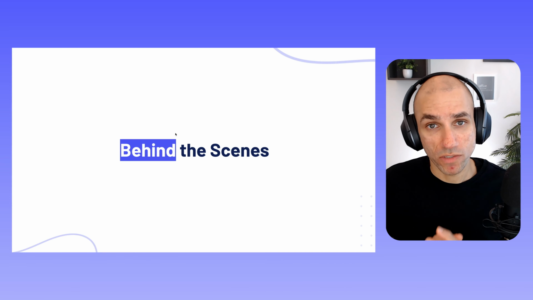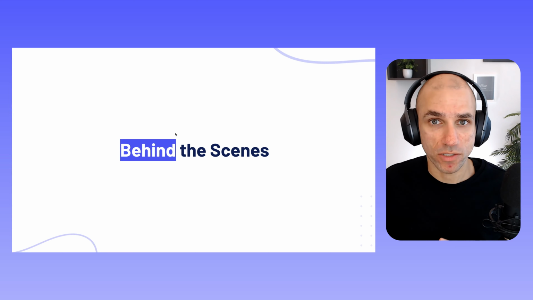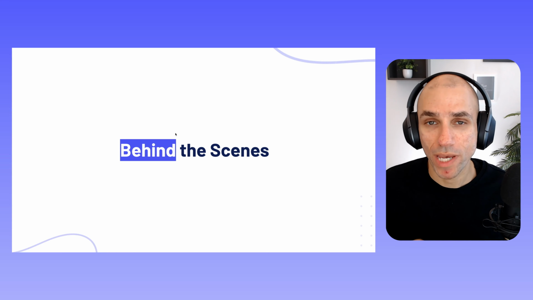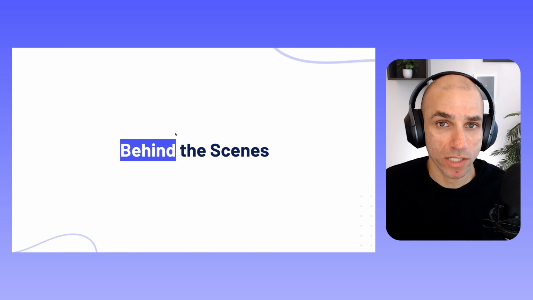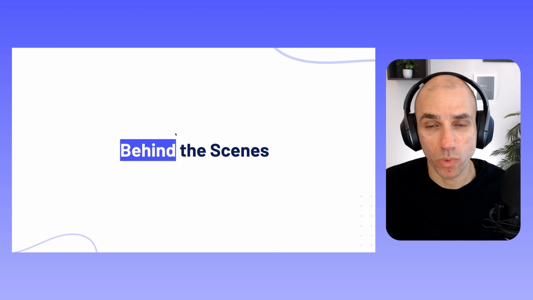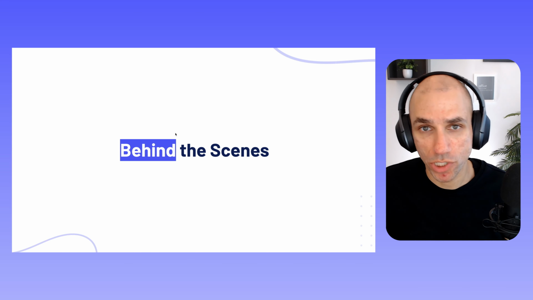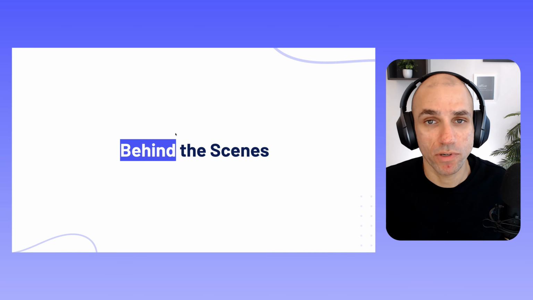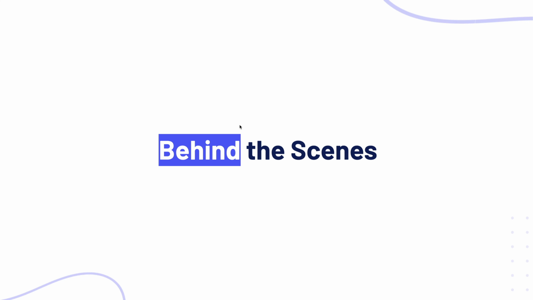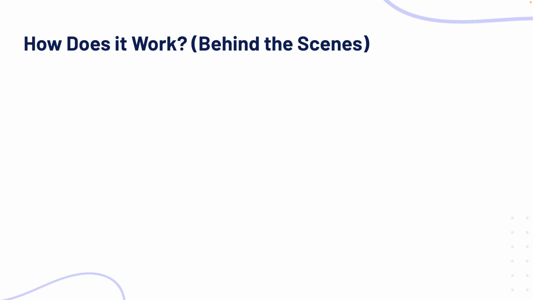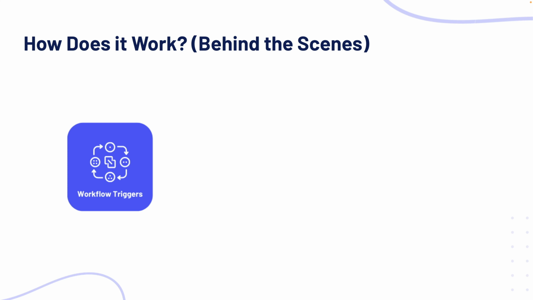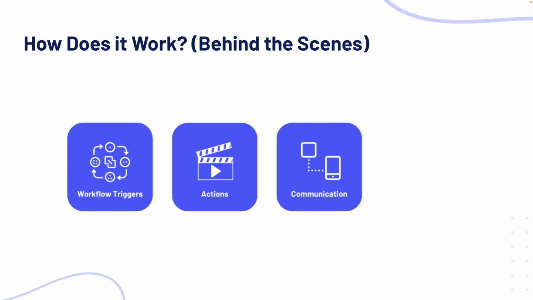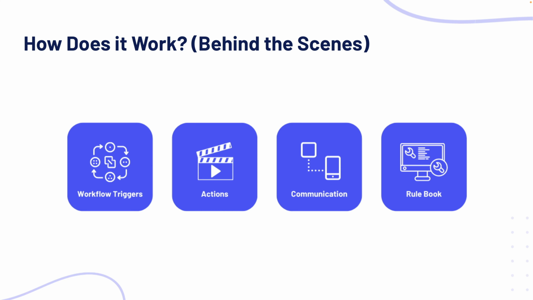Now that we know what workflow automation is and that our focus is going to be on business automation, let's go behind the scenes. The reason I want to do that is to show you how automation actually works. We know what it is. We know why we want to do it, but how does it work? What makes automation, especially business automation, even possible? So there are 4 things that make this possible, and let's go through them one at a time. The 4 things are workflow triggers, actions, communication between the applications, and a system to define the rules, or you can call it a rule book.